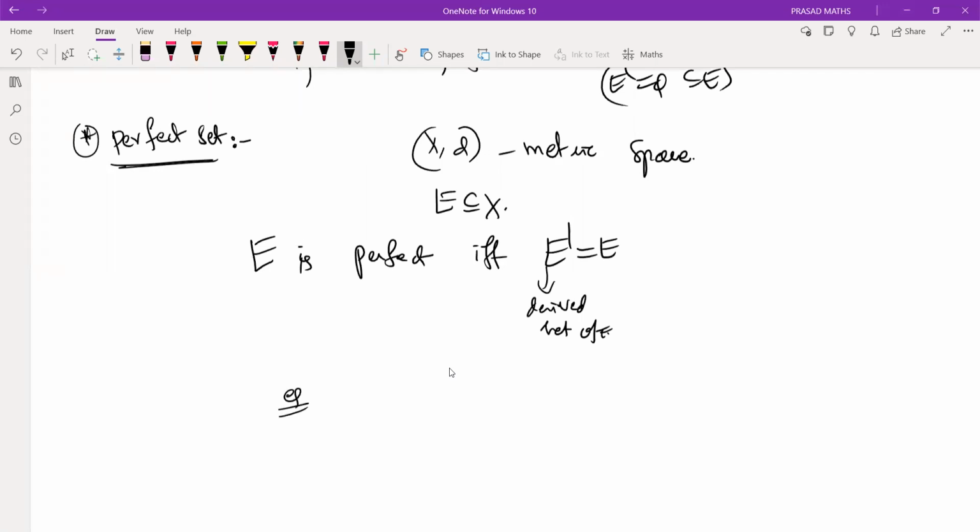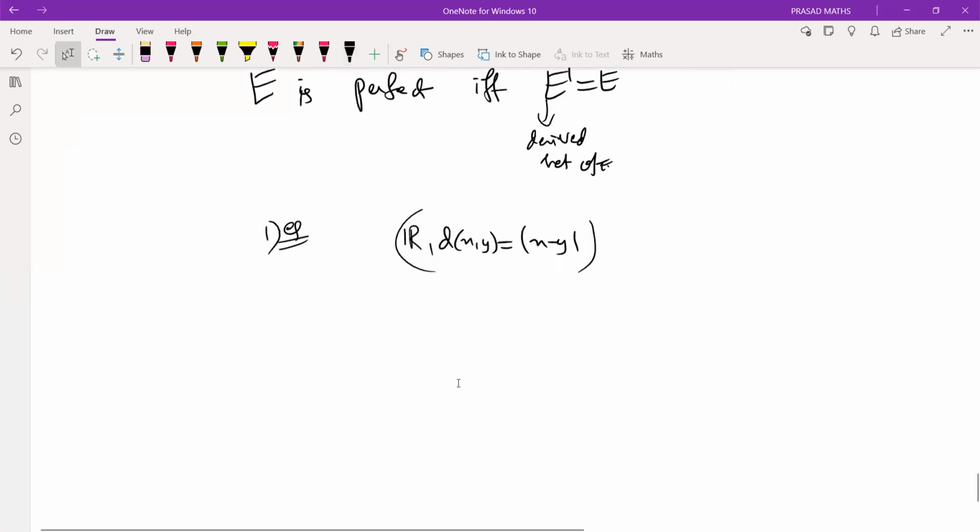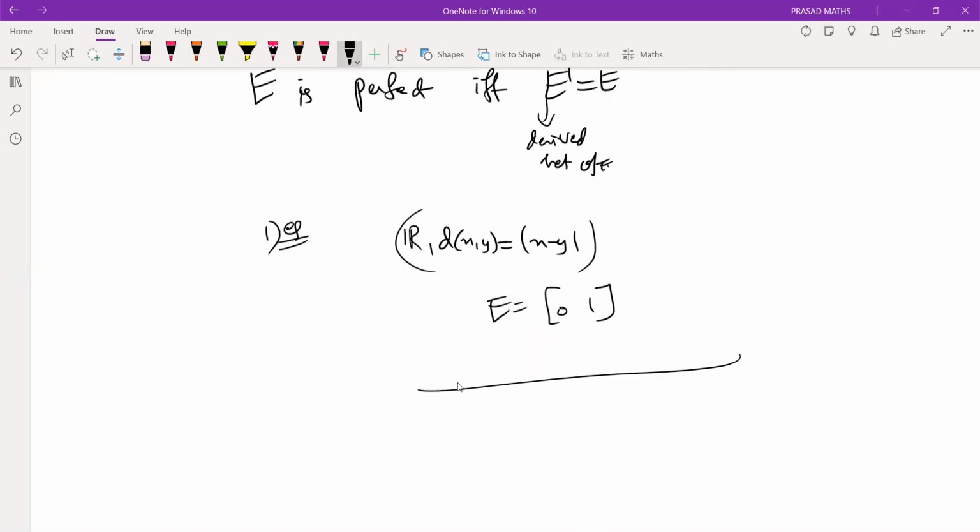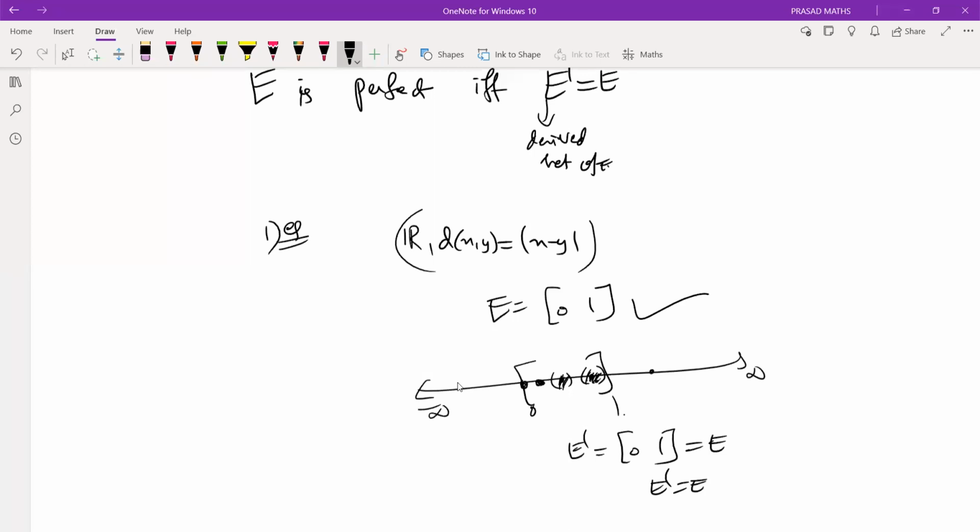Example. Suppose you take this. Is it a limit point? Yes. Because any neighborhood that you start with contains infinitely many points. Is it a limit point? Yes. You take any neighborhood, it contains infinitely many points of the set. Is it a limit point? No. So what are the limit points? The closed interval [0, 1]. This is exactly E, therefore E prime is equal to E. Therefore it is perfect.